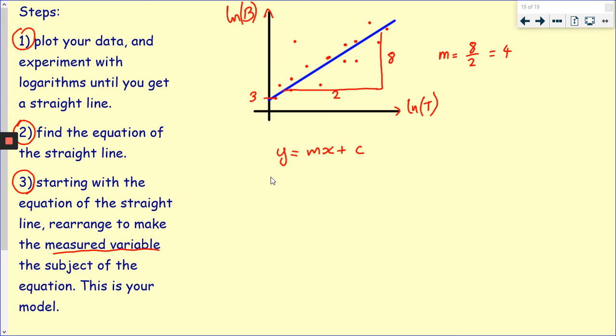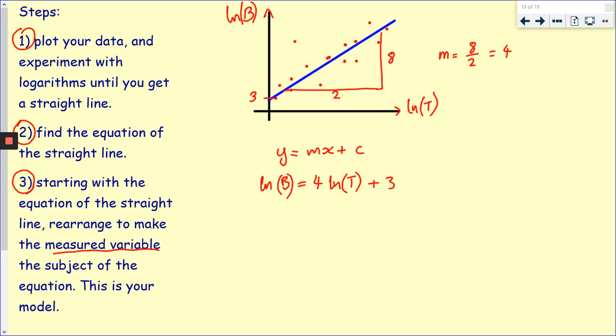So let's create a model from this. Our y-axis is ln of B. I'm calling B the brightness. You could use luminosity or whatever to be a lot more technical, but we'll go with brightness just to keep it simple. And then the gradient of this line is 4. X is the logarithm, or ln, of the temperature, capital T, and the y-intercept is 3.